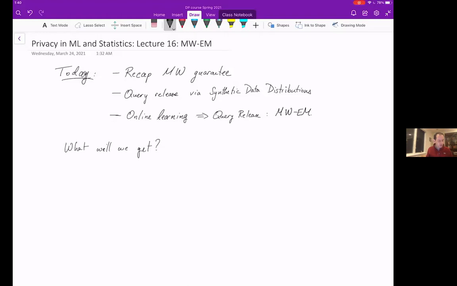So we're going to get a new algorithm for query release. If you recall, in the query release problem, we have a set of k linear queries. Turns out they don't actually have to be linear, but that's what works best. And last time, when we talked about the projection mechanism, we had a parameter m, which was the size of the universe of possible records.